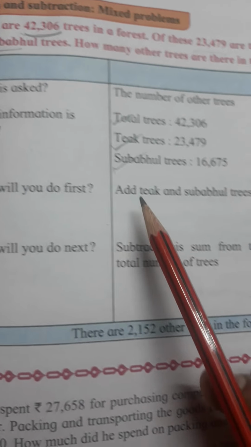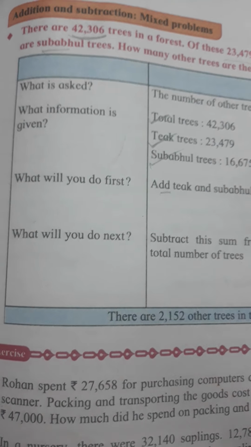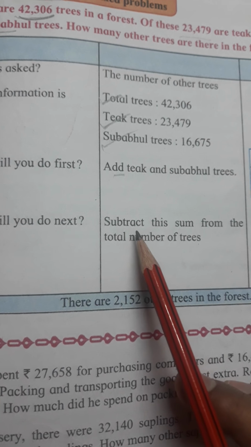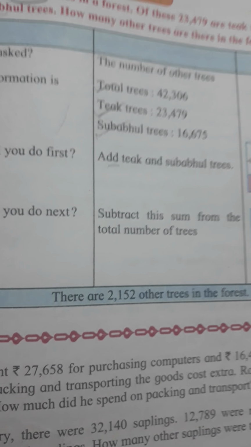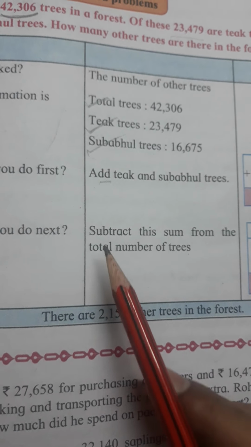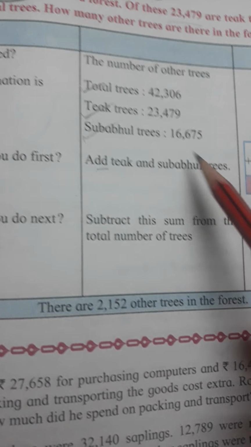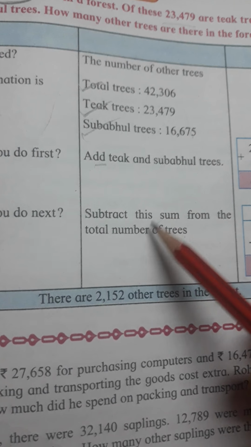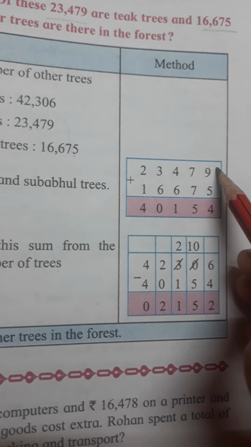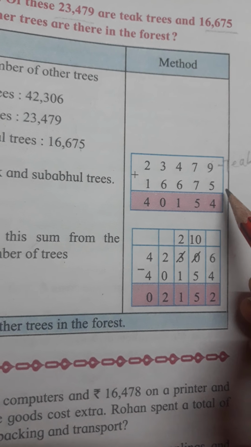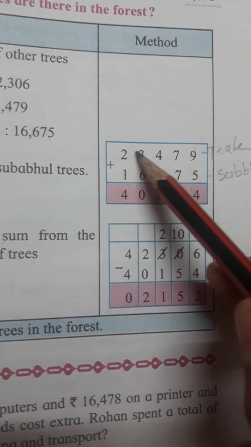First we will add teak and subbul trees. Okay, and later the last procedure is to subtract the sum of these from the total trees. Then we will get the number of other trees. Got it? What next? Our next step is to subtract the sum of these trees from the total number of trees. So let's do it. Look, first these are teak trees, and these are subbul trees. So we will add them first.